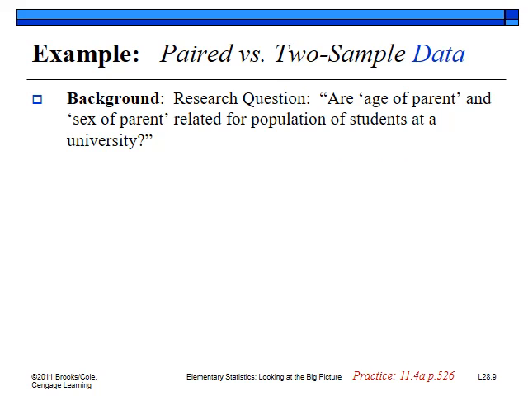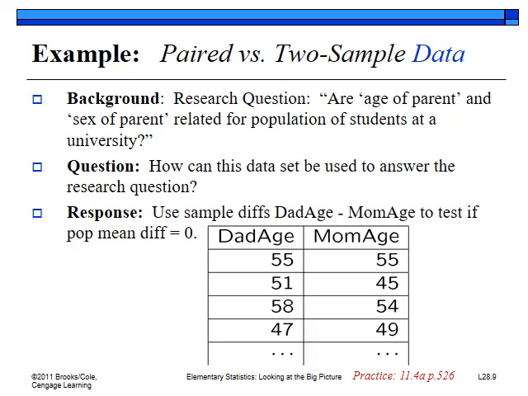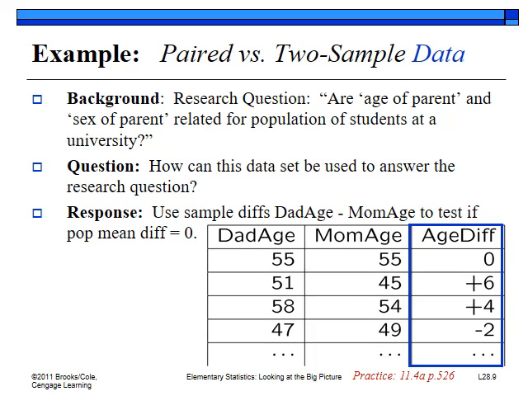Here's a question. Are age of parent and sex of parent related for population of students at a university? So here's our data set. It comes from the student survey data. How can we answer this question? We'll look at sample differences, dad's age minus mom's age, to test if the mean difference is 0. Because this is a paired design, we're going to be really interested in that difference of ages.